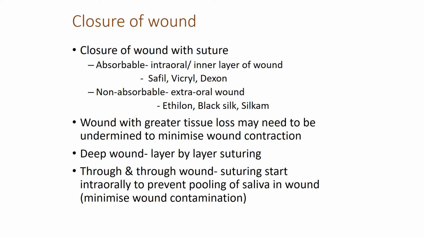After we have done proper cleansing and wound debridement, and hemostasis has been achieved, we can start closing the wound with suture. We can use absorbable suture for intraoral or the inner layer of the wound. Here we can use Safil, Vicryl, or Dexon. We can use non-absorbable suture for extraoral wounds. Here we can use silk, Ethilon, or Silkam. Wounds with greater tissue loss may need to be undermined in order to minimize wound contraction.